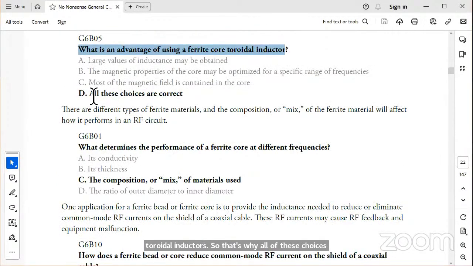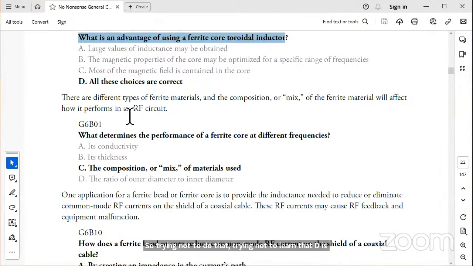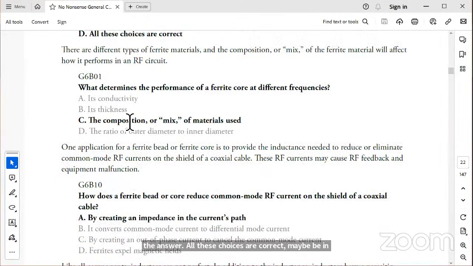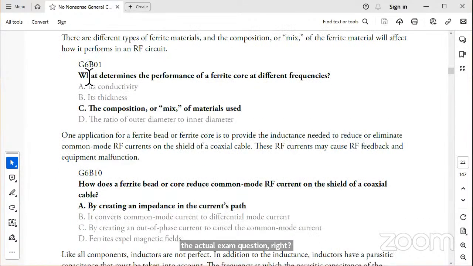Now remember, in the exam, this A, B, C, D may not be in the same order. So that's why learning whether A or B or C or D is correct for a particular question is risky, as it could be mixed up in the exam. So try not to do that. Try not to learn that D is the answer. All these choices are correct, maybe B in the actual exam question, right? So bear that in mind, please.